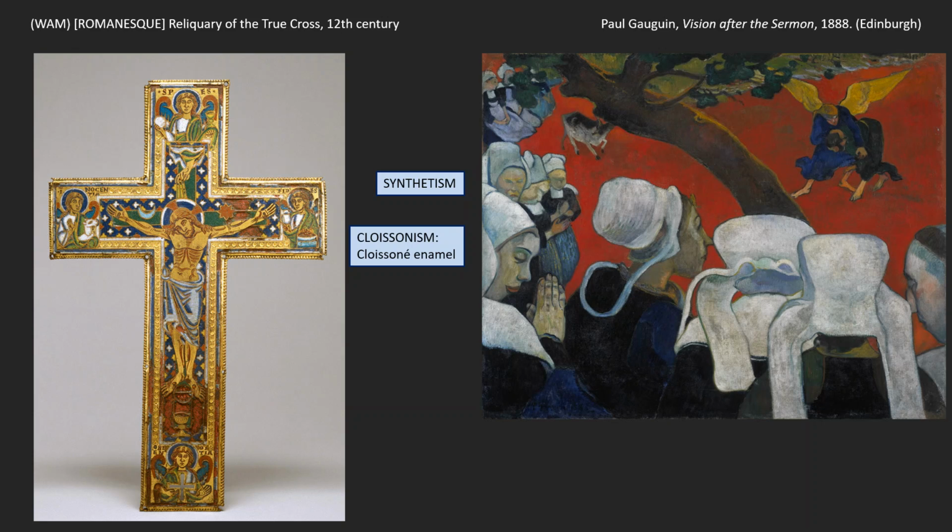So 2 different terms. Synthetism is this idea of what art does, right? It synthesizes what we see with what we feel. The objective world with the metaphysical supernatural world. And cloisonnism as the way in which he applies the paint. Right? So this is one of the major influences on Gauguin, our old medieval enamels.